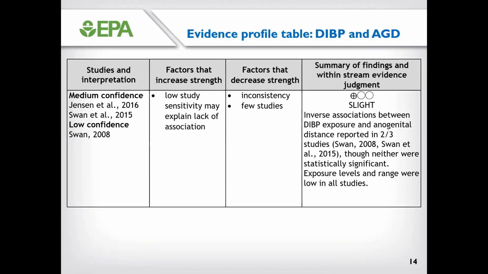And so if we go to the next slide, we see the table again where there's really inconsistency across the medium confidence studies that decreases our strength. There really aren't many studies at all for us to be able to probe that inconsistency and see if there are reasons for it that we can explain. And so while there is some indication that there's maybe an association, we're calling it slight evidence.